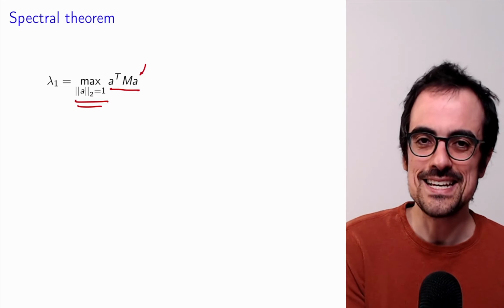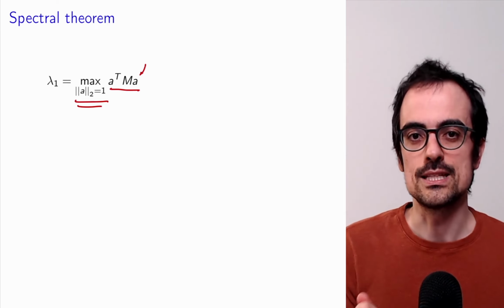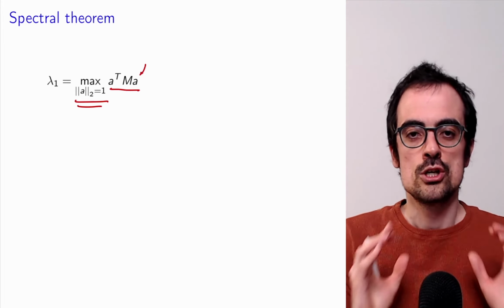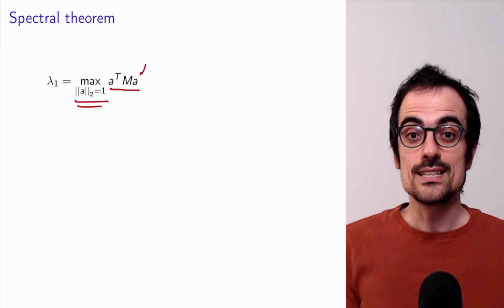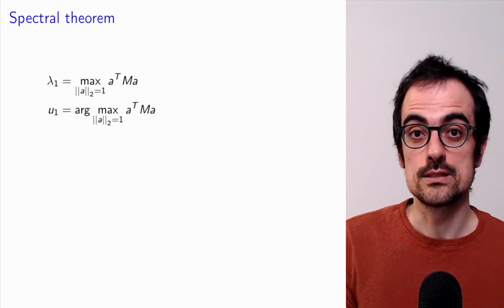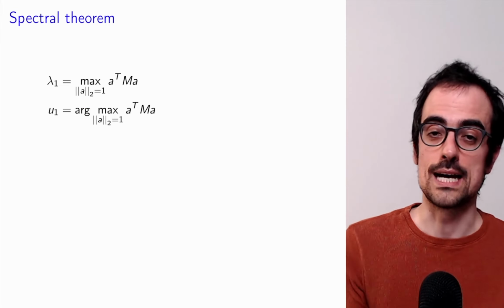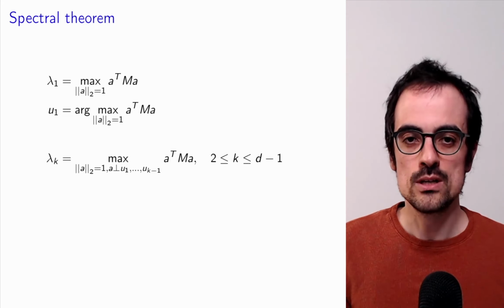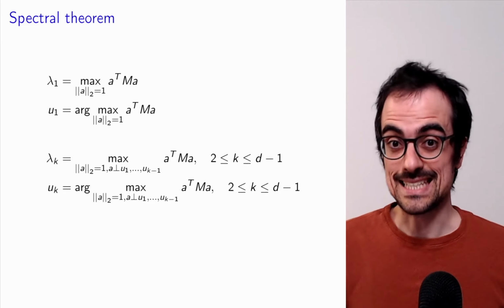Why are we interested in this? Because if we plug in the covariance matrix, this immediately gives us the variance in that direction, and hence the maximum is the direction of maximum variance. The spectral theorem says that the maximum is the largest eigenvalue, and it's achieved in the direction of the corresponding eigenvector. If we're orthogonal to that first eigenvector, then the maximum is the second eigenvalue, and that maximum is achieved in the direction of the corresponding eigenvector, the second eigenvector.